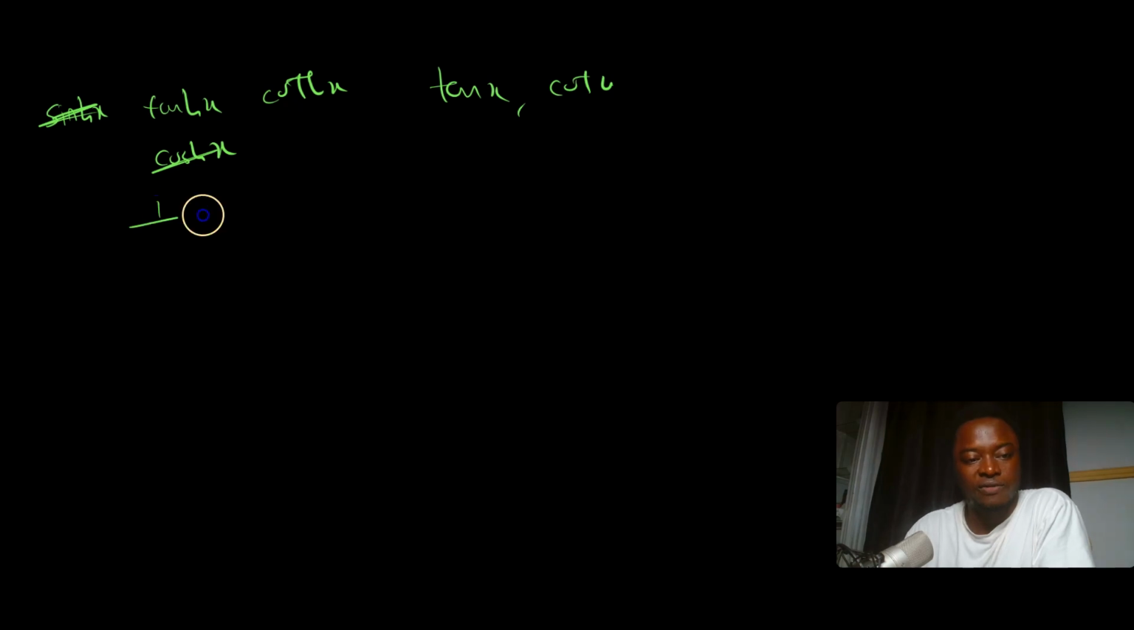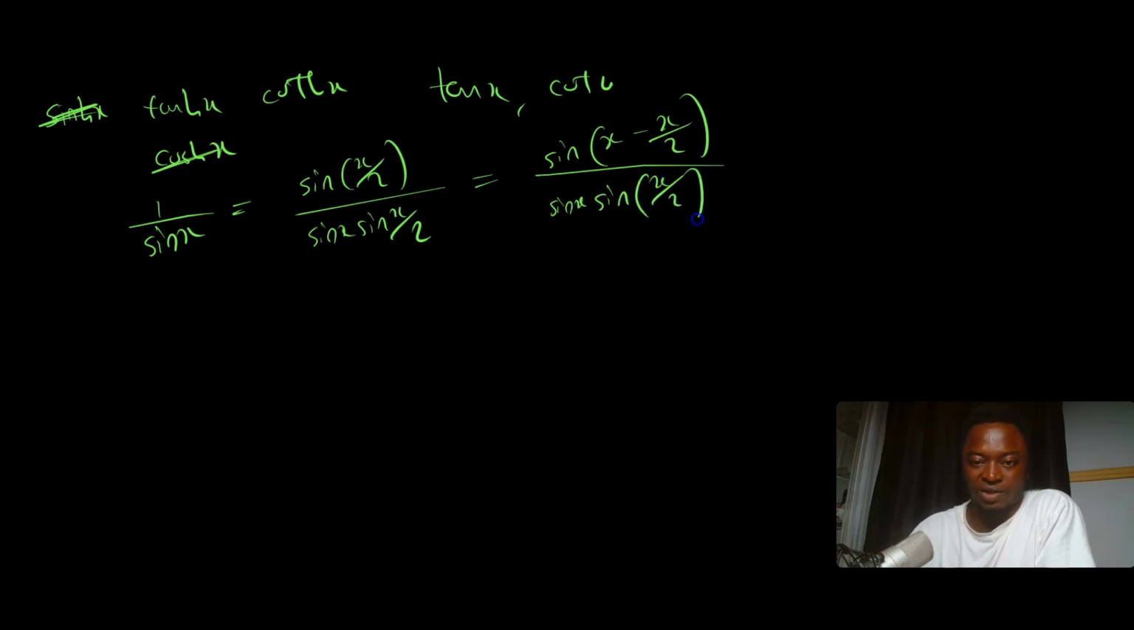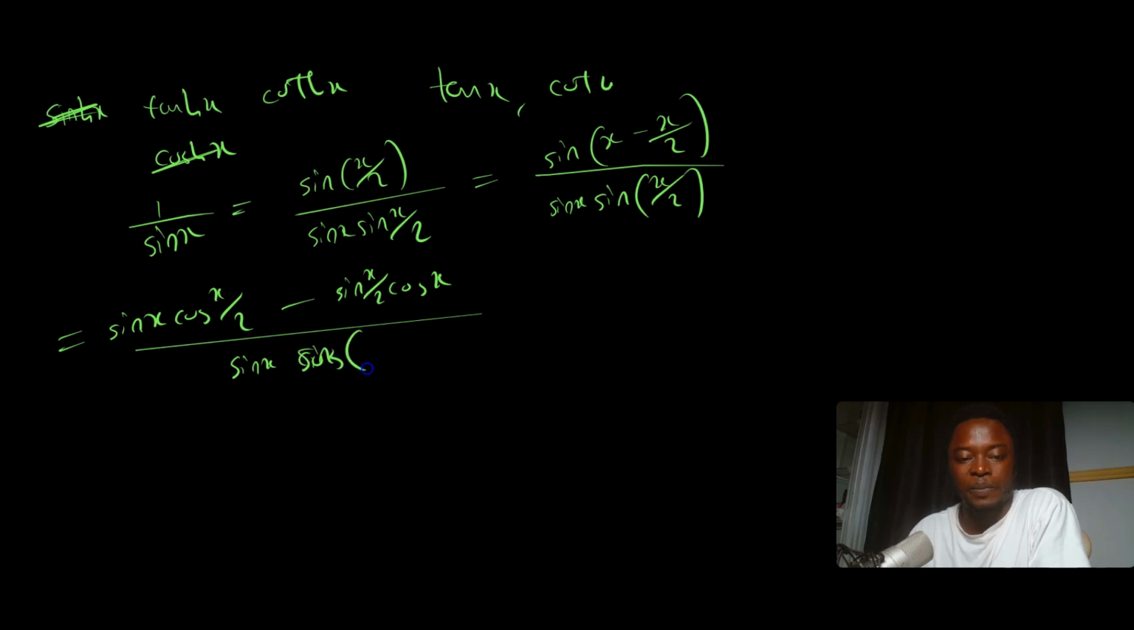So if you want to obtain the series for 1 over sine of x, what you need to do is multiply top and bottom by, say, sine of x over 2, divided by sine of x times sine of x over 2. So in this case, you write it as sine of x minus x over 2, all divided by sine of x times sine of x over 2. So you would obtain sine of x cosine of x over 2 minus sine of x over 2 cosine of x, all divided by sine of x sine of x over 2.